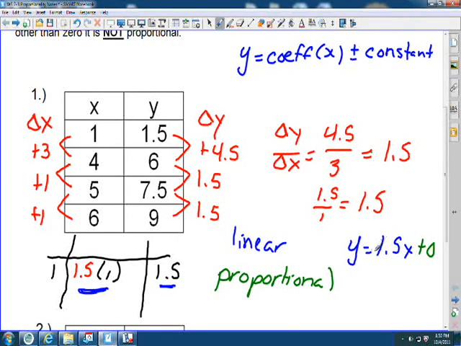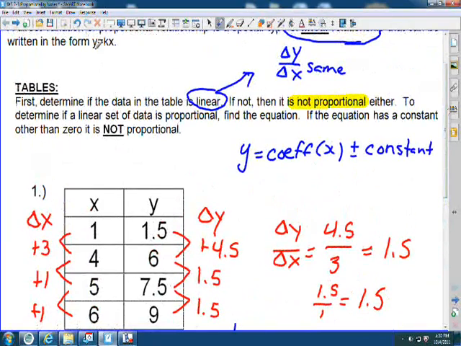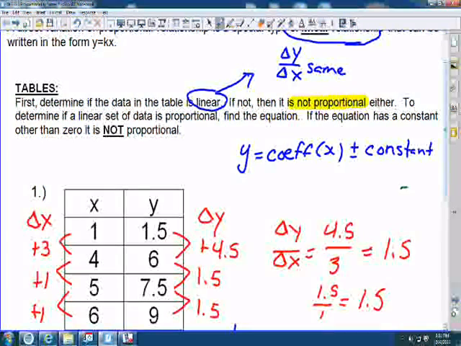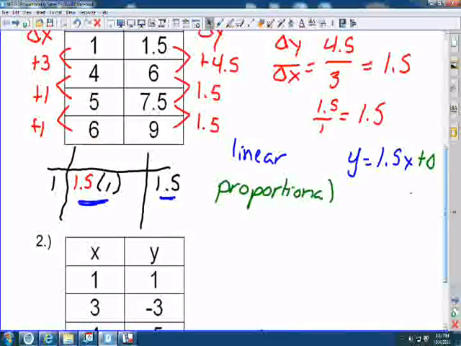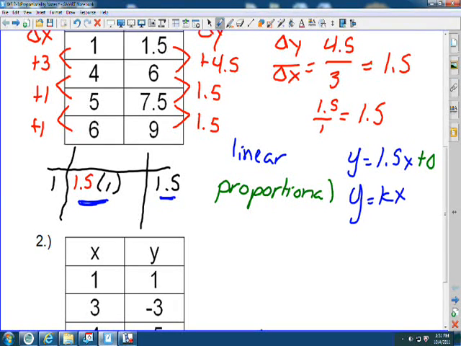So that means that my k, because remember up here at the top, it says in the form of y equals kx. Let's see here. Oh, let's try and get my pen here so I can move it down. There we go. I have y equals kx.